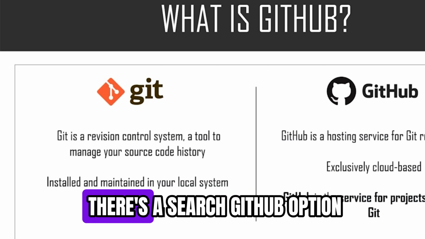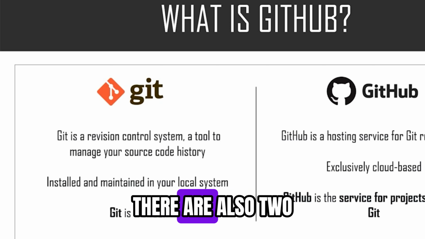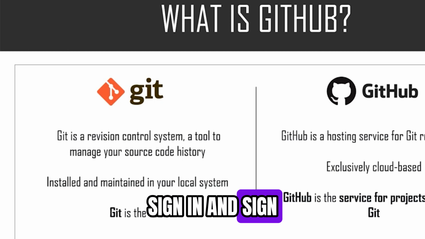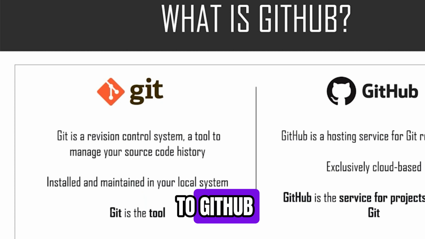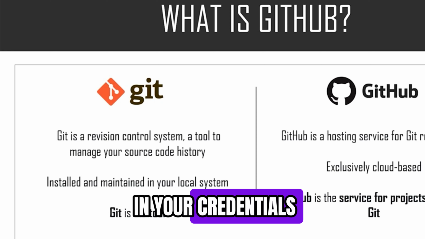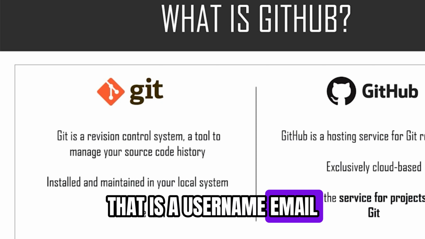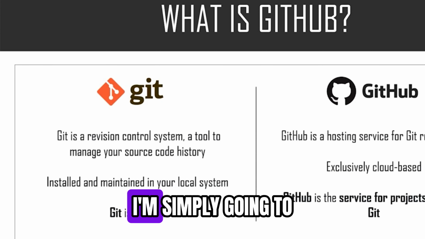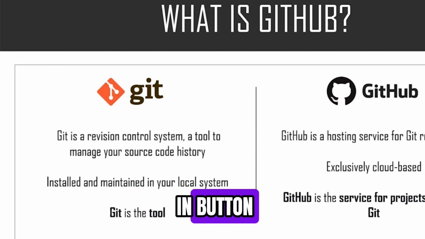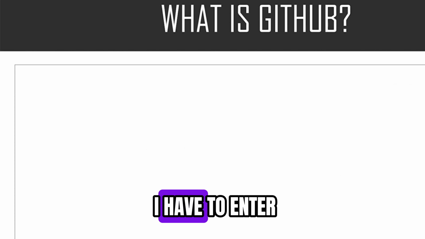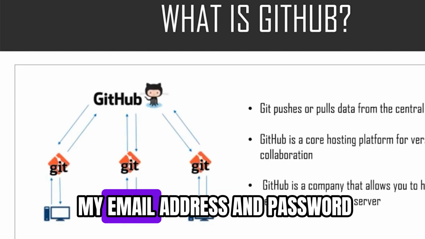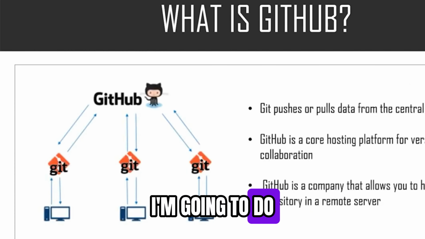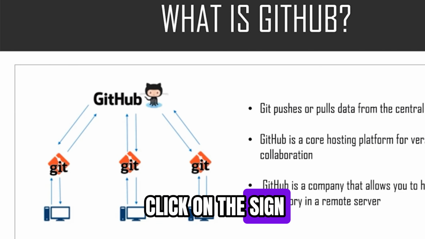As you can see, there is a Search GitHub option. There are also two buttons that say Sign In and Sign Up. If you're new to GitHub, you can simply enter your credentials, that is a username, email, password, and sign up for GitHub. But if you already have an account like I do, I'm simply going to click on the sign in button, and it'll redirect me to a page where I have to enter the credentials, that is my email address and password. I'm going to do that now, and I'm going to click on the sign in button.